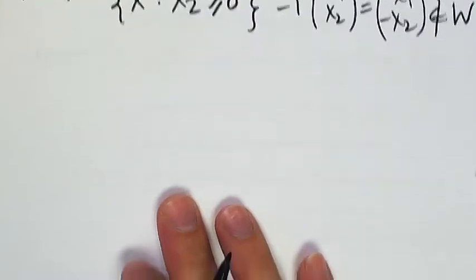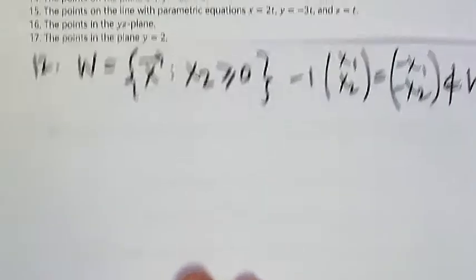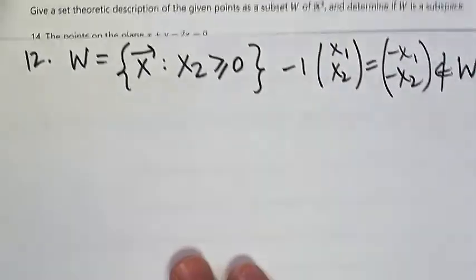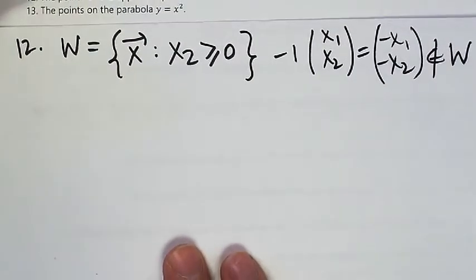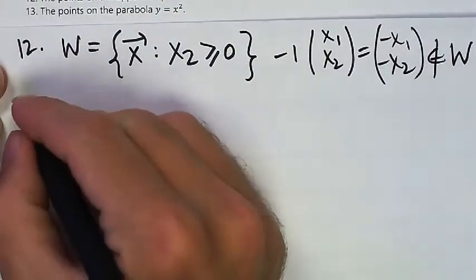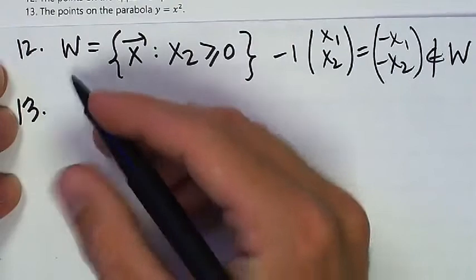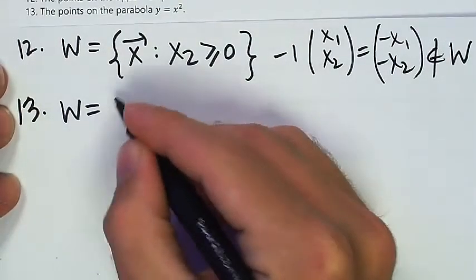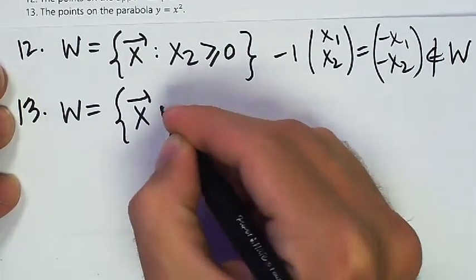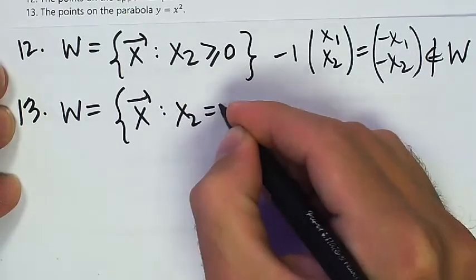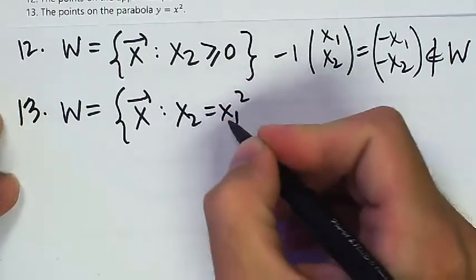The points on the parabola y equals x squared. Whoops, way too far. There it is. All right, let's go below here. And y equals x squared. So W is the set of all vectors x for which x2 equals x1 squared. Y equals x squared.